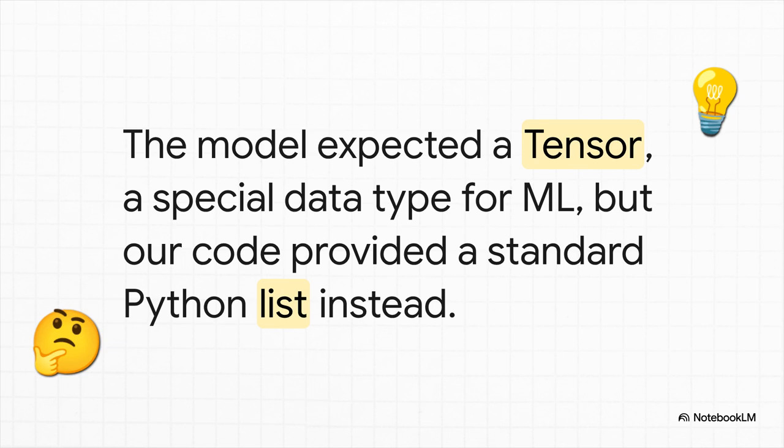And this right here, this is the absolute heart of the problem. You see, big models like transformers, they don't operate on standard Python lists. They need a special kind of data structure called a tensor. Tensors are built for the super high-performance math these models have to do, especially on a GPU. So our tokenizer gave us a simple list, but the model was expecting a heavy-duty tensor.